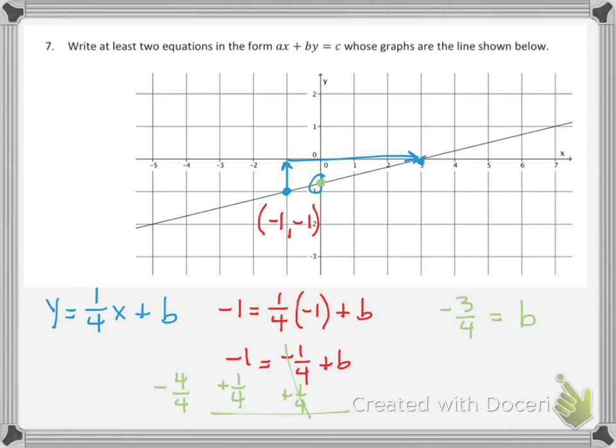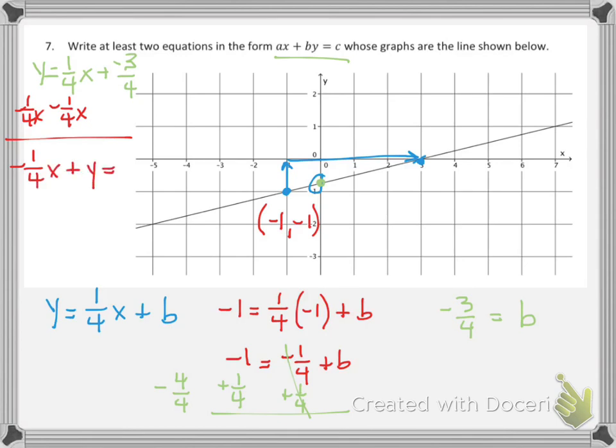And now I can write the equation fully. Y equals, the slope is 1/4 x plus the y-intercept is a negative 3/4. And that's an equation, but I have to write it in standard form, so I've got to do some work here to change my equation so that it's in standard form. I'm going to subtract 1/4 x from both sides, and that gives me a negative 1/4 x plus y is equal to a negative 3/4. So there's my first equation.